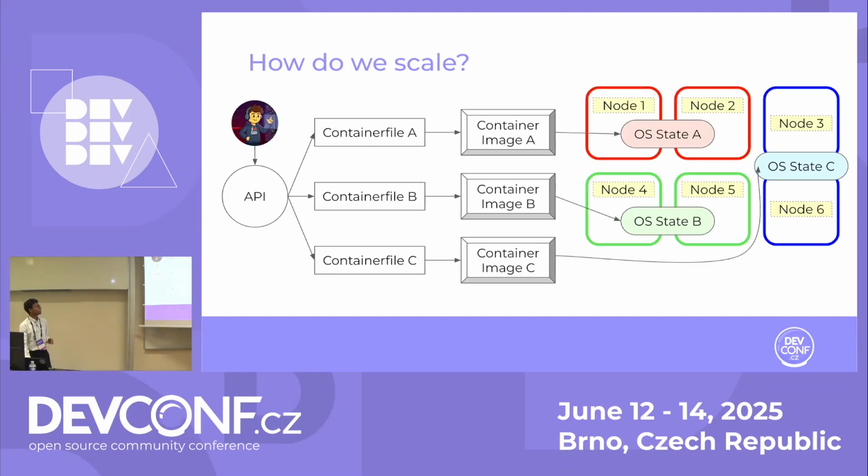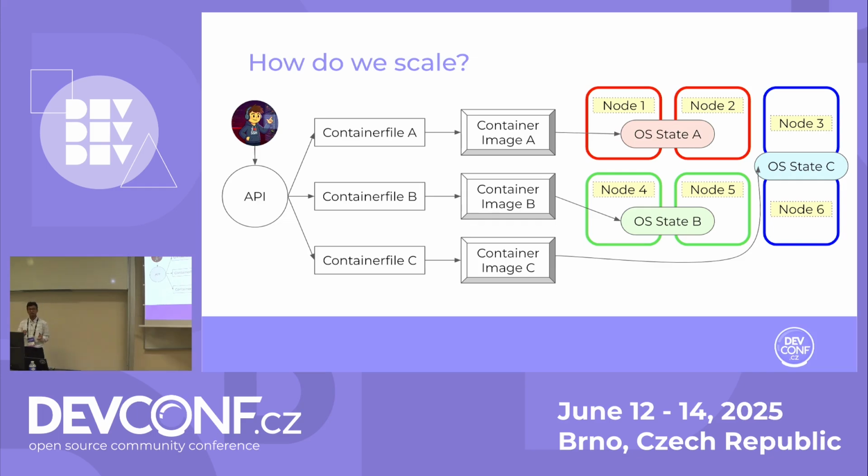All right, so next the question comes, how do we scale this? Imagine that you have a microservice app, and it is running different microservices. So for example, Node 1 and Node 2 could be running a microservice, while Node 4 and Node 5 run another. Each of these pair of nodes requires a certain set of RPM packages, custom scripts, which means that these set of nodes need to be in one state of the operating system, while the other pair of nodes need to be in another state of the operating system.